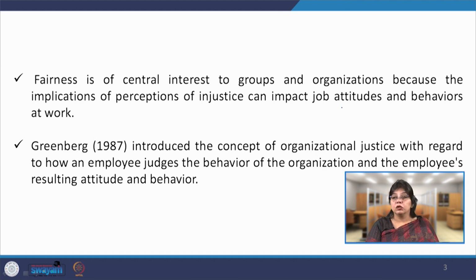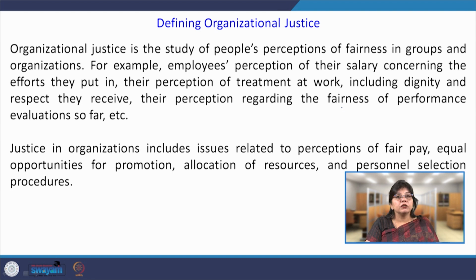It can also relate to the policies and procedures in the allocation of the resources and rewards to the employees, for instance every employee has an equal opportunity for being selected for higher positions, or there is gender parity, or the organization is following equal employment opportunity for every employee to be inducted or recruited in the workplace. This is also perception of justice, or it can be in terms of the treatment we receive from the higher authority, in terms of respect, in terms of recognition, in terms of freedom of voicing our own opinion. So, coming to defining organizational justice, it is a study of people's perception of fairness in groups and organizations.